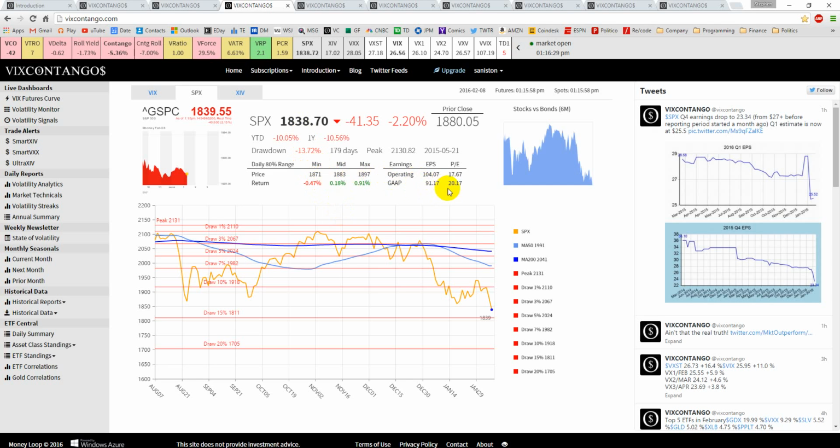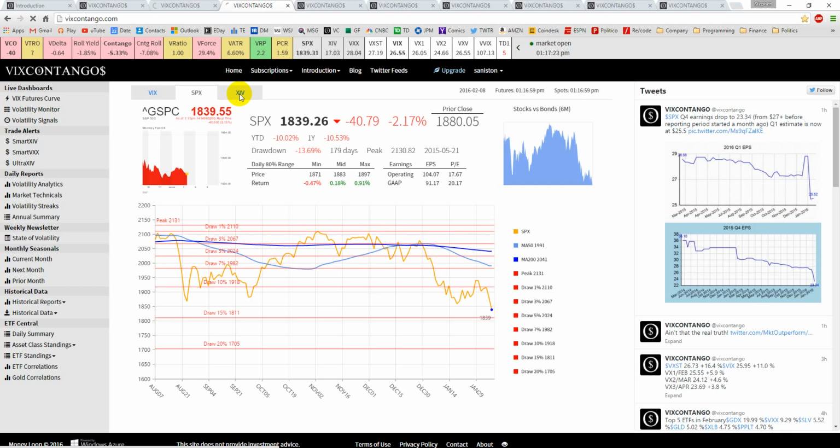Here also we get to see a brief snapshot of the operating earnings of the S&P 500, 104, and the operating PE, as well as the GAAP earnings, the generally accepted accounting principle earnings, and the GAAP PE. In addition to that, we have a little chart here of the SPX in which you get to see all the drawdown levels from the peak. So we have 1% drawdown, 3, 5, 7, 10, 15, and 20% drawdown. The yellow line is the SPX, and we also have the main moving averages, the 200-day moving average in a dark blue line, and the 50-day moving average in a light blue line.